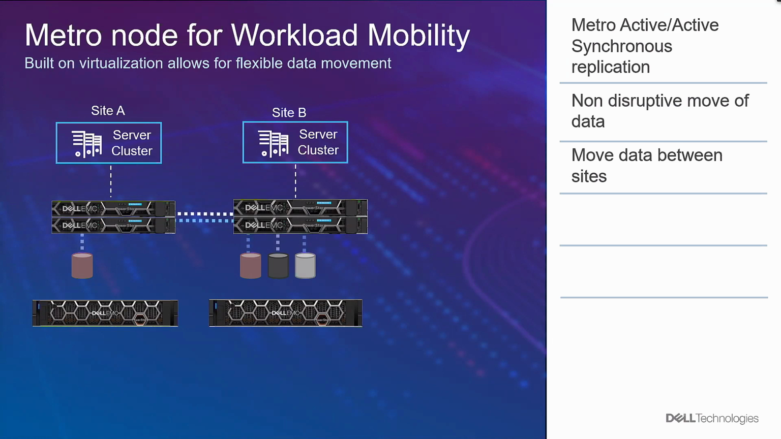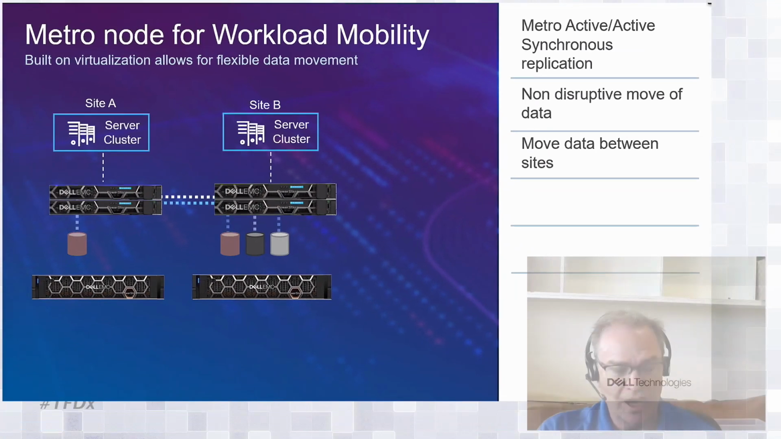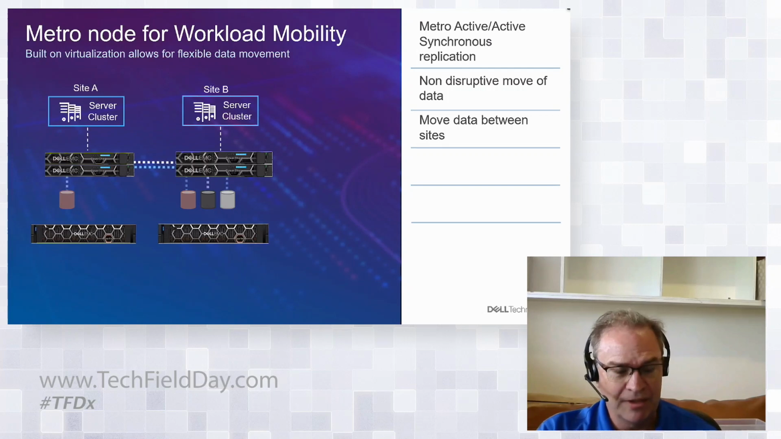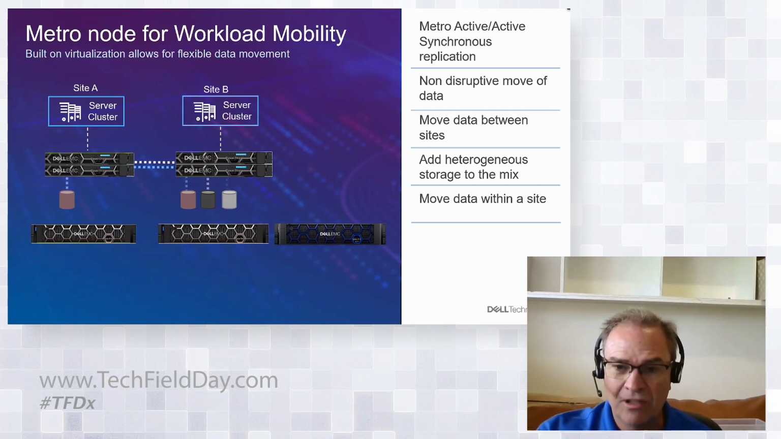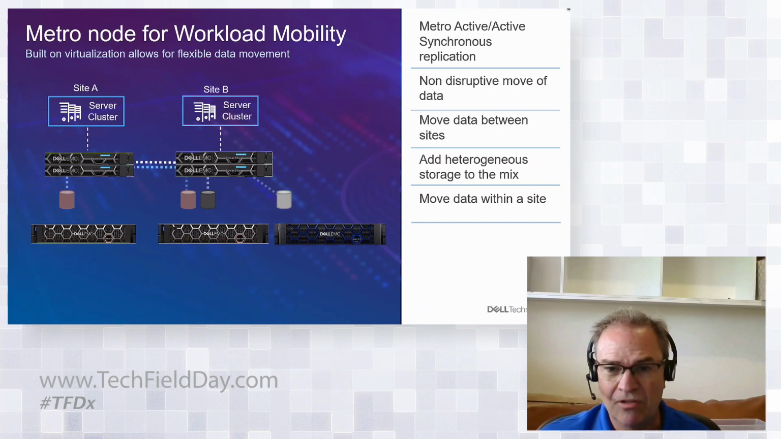Now, with Metronode, we can also add different types of storage arrays. They don't have to be homogeneous. Unity XT is currently supported, so we can add a Unity XT, and there'll be others in the future. They go through our qualification labs. But with Unity XT over here in Site B, for instance, I could do a local migration. So here I'm doing local data movement.